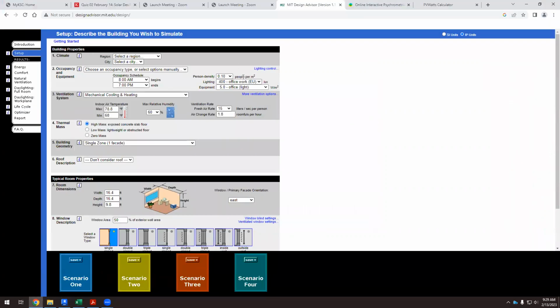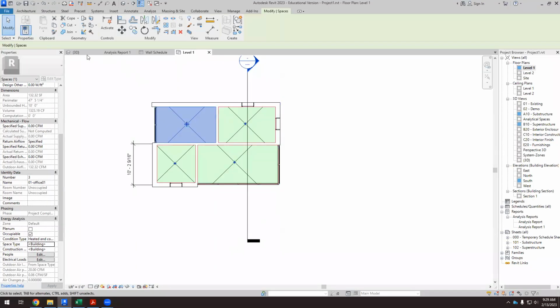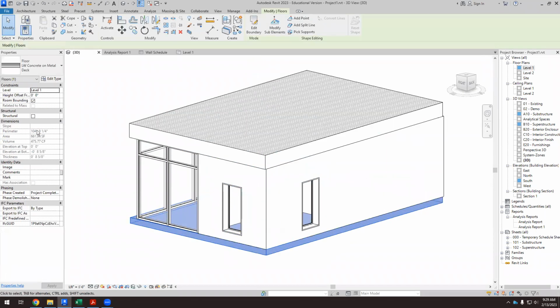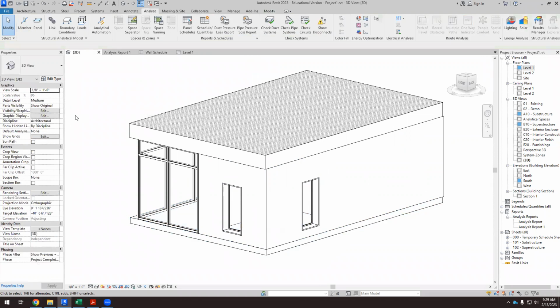In this MIT tool, we have people per square meter. So what's the area of this? I can select the floor. So that's the floor area, and it's 660 square feet. And here we have 20 square feet per person. If I divide this by 20 square feet per person, I have 33 people.